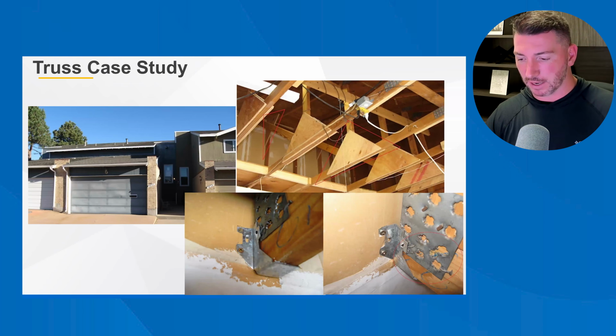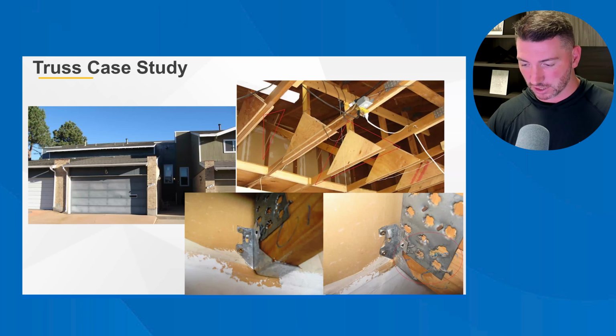Truss case study. So this is a garage of a house. The neighbor told the home inspector that the roof of the garage next door had collapsed during a big snowstorm the previous year. During the home inspection of the roof system from inside the garage, it's easy to see that trusses have been altered.